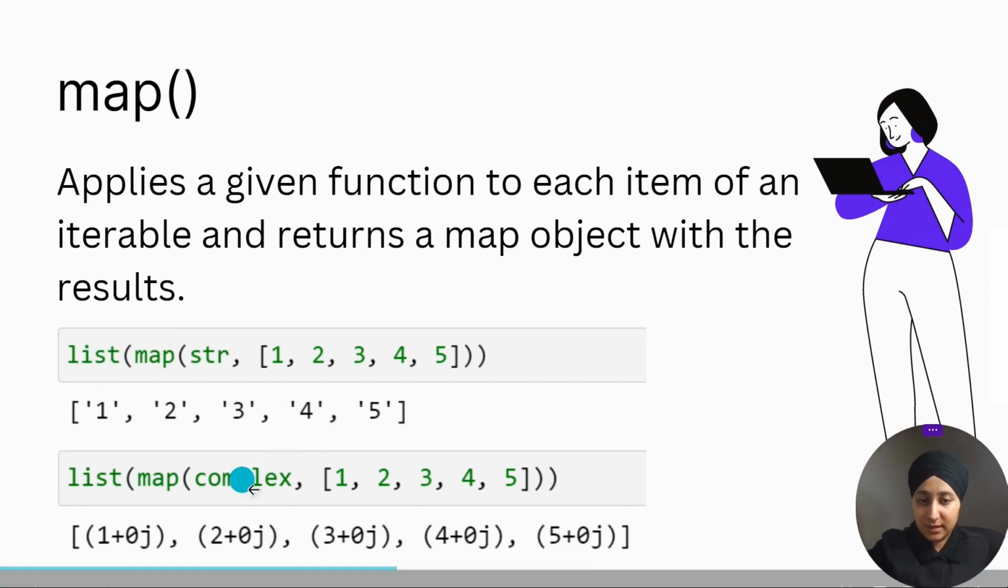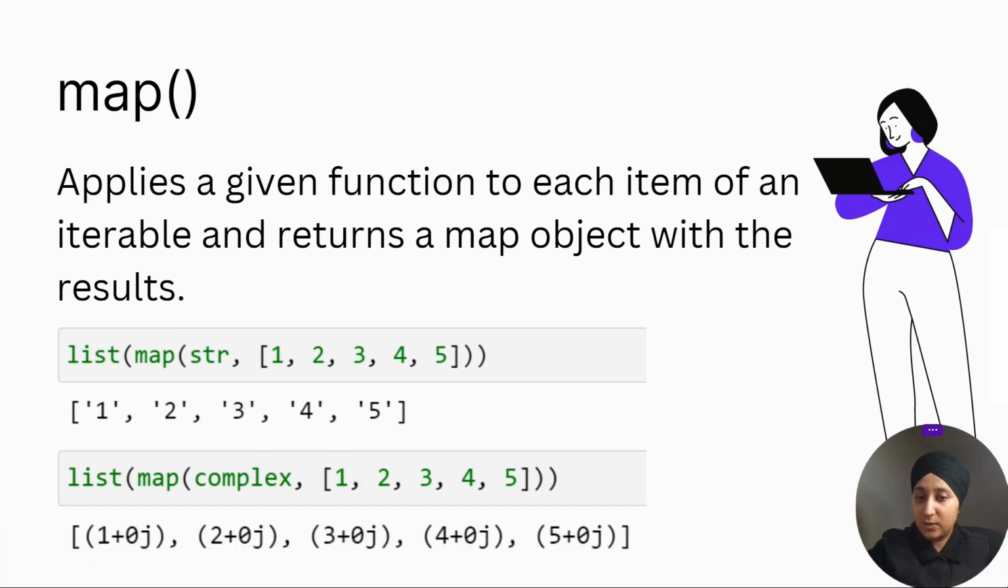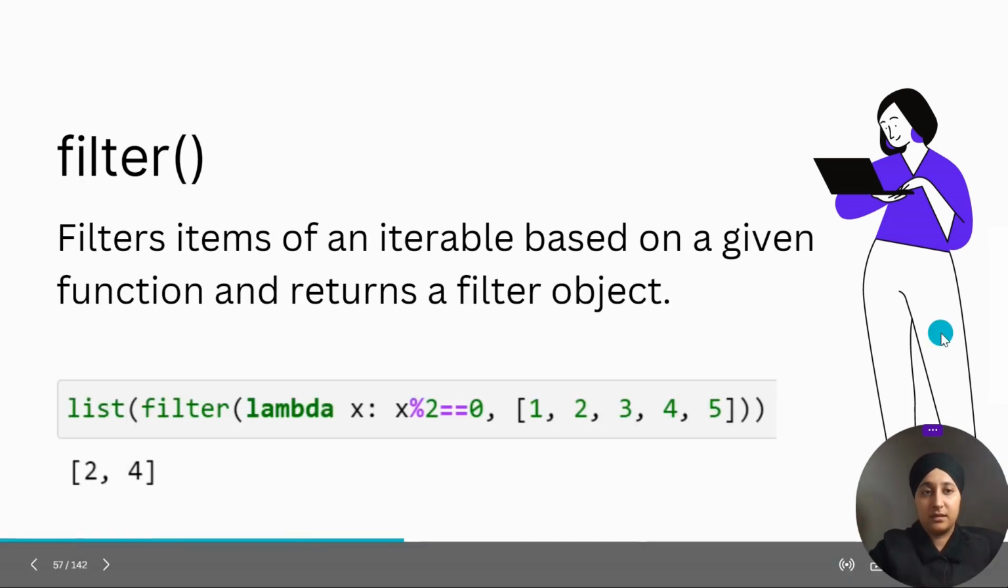Right? So here you can see we are using the same list 1 2 3 4 5, and we are using complex. We are converting every element of this list 1 2 3 4 5 to a complex number, mapping the complex function with all the elements of this iterable, and at the end we are converting it to a list. You can see here a list contains complex numbers.